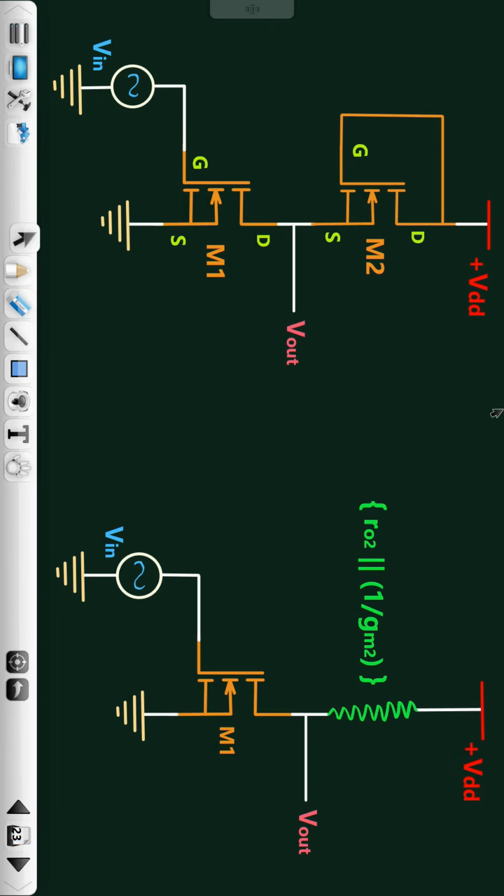Hello engineers, welcome to video number 51 in learning MOSFETs through shorts. In this particular video we are going to see the gain offered by this particular circuit.